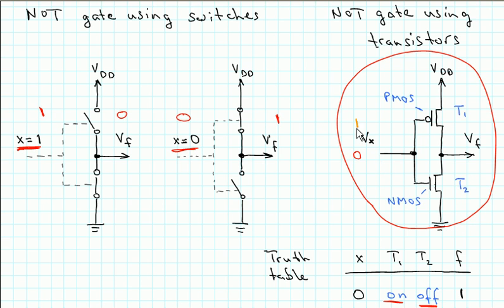So we can go back and forth between 0 and 1, and that will create the corresponding output here. So when we have a 1 here, Vf will be 0. And when we have a 0 at the input, Vf will be VDD corresponding to logical 1.